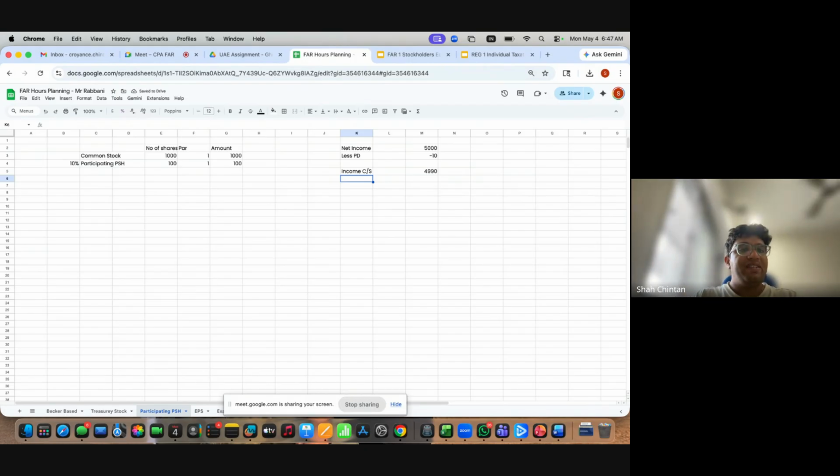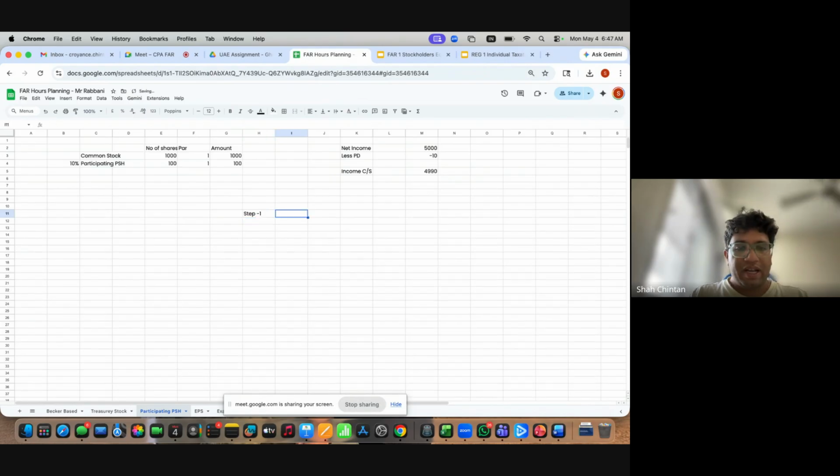But you have participating shares. It means this preference shareholder has a right not only on this 10%, but also on the excess earnings of the company. So how do you calculate the excess earnings? So step number one, calculate the dividend for common stockholders at the rate which participating shareholders are getting.